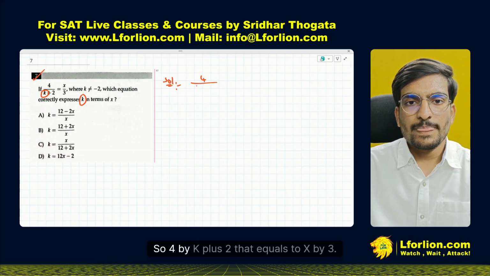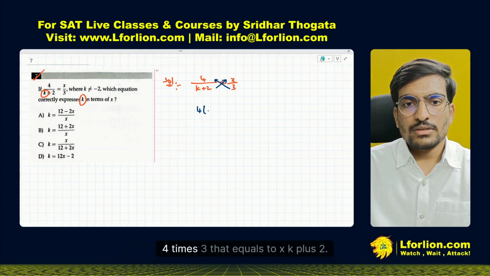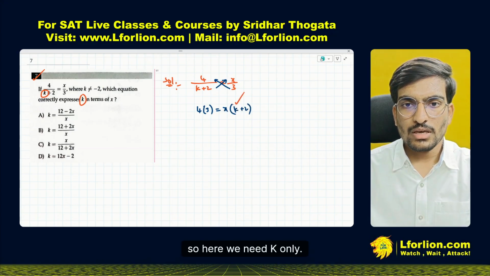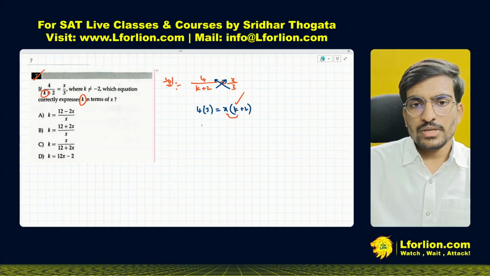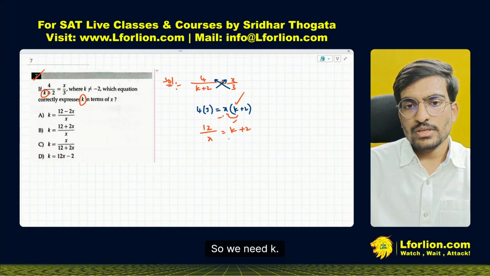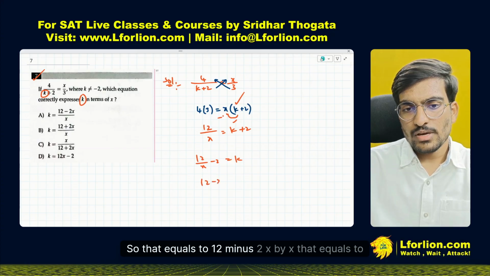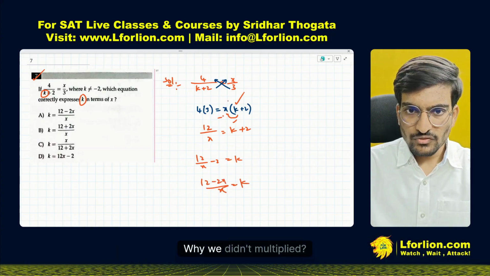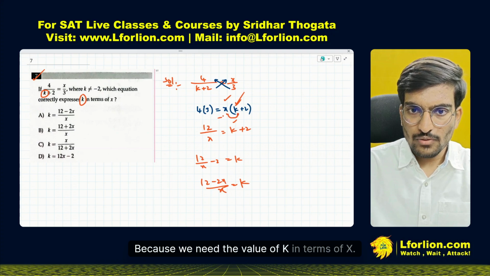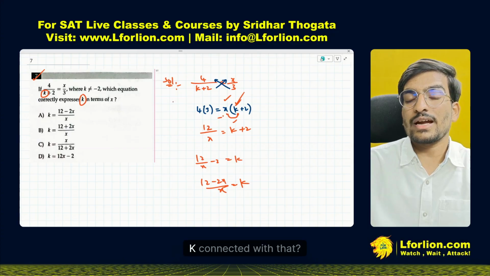So 4 by (k plus 2) equals x by 3. The thing we can do is just cross multiply: 4 times 3 equals x times (k plus 2). But here we need k only, so don't try to multiply this thing. Better to divide 12 by x, so you will end up with k plus 2. We need k, so 12 by x minus 2 equals k, so that equals (12 minus 2x) by x, that equals k. Why didn't we multiply it? Because we need the value of k in terms of x, and x won't be with k. Why would you want x connected with k again?